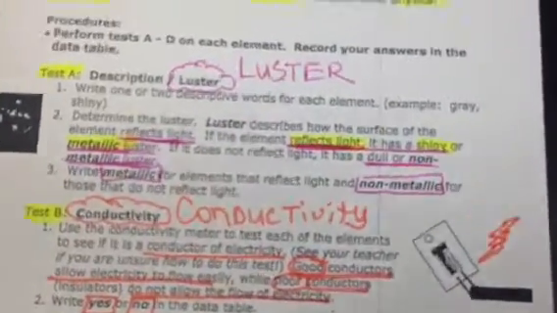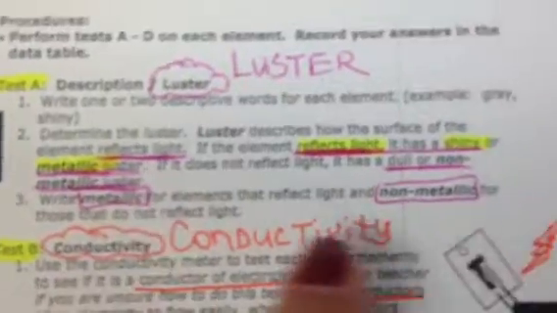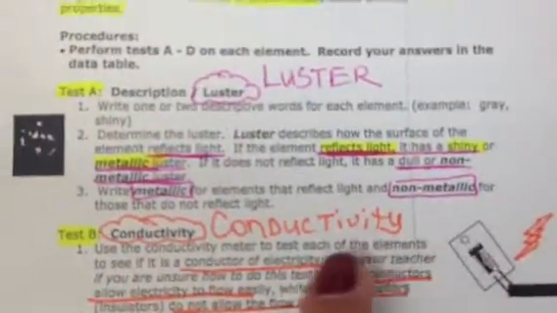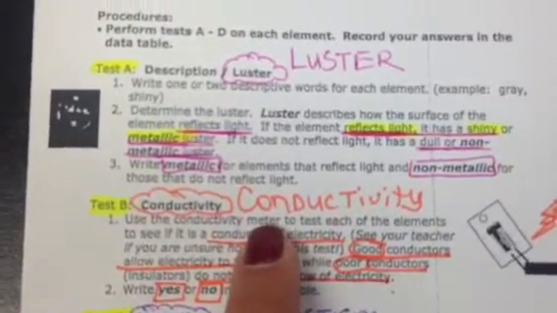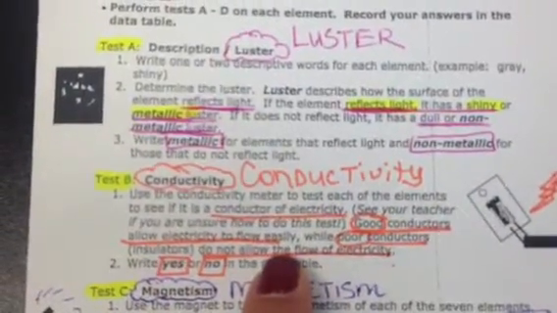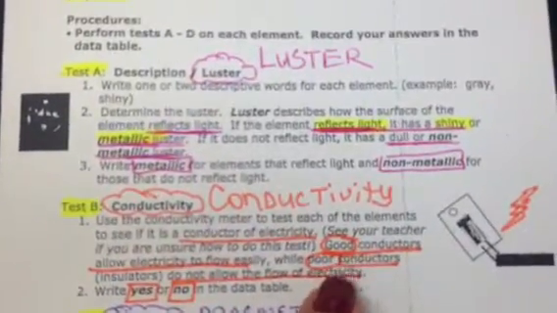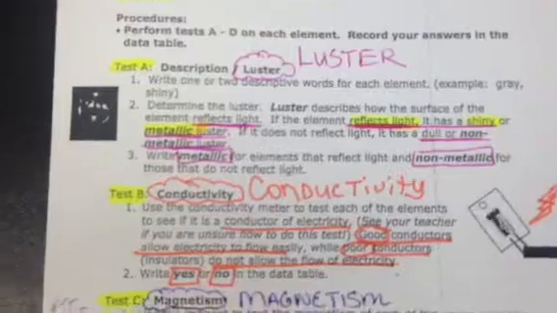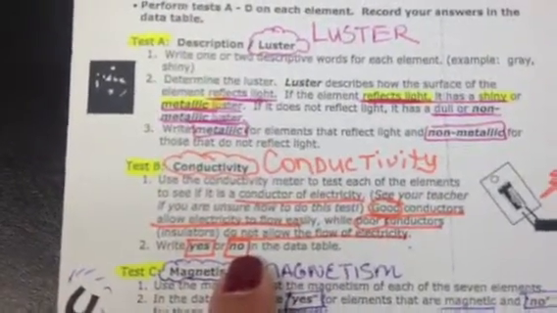On your data table, you're going to record it as either metallic or non-metallic. The next test that we'll be doing is conductivity. The conductivity just checks to see if the element is a good conductor or if it's a poor conductor. In your data table, you're going to write either yes or no once you've tested for that.